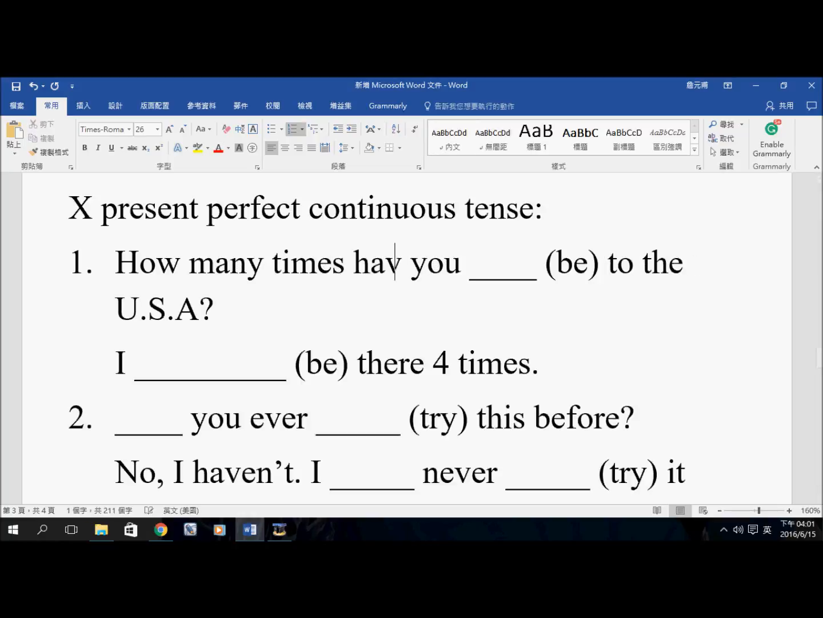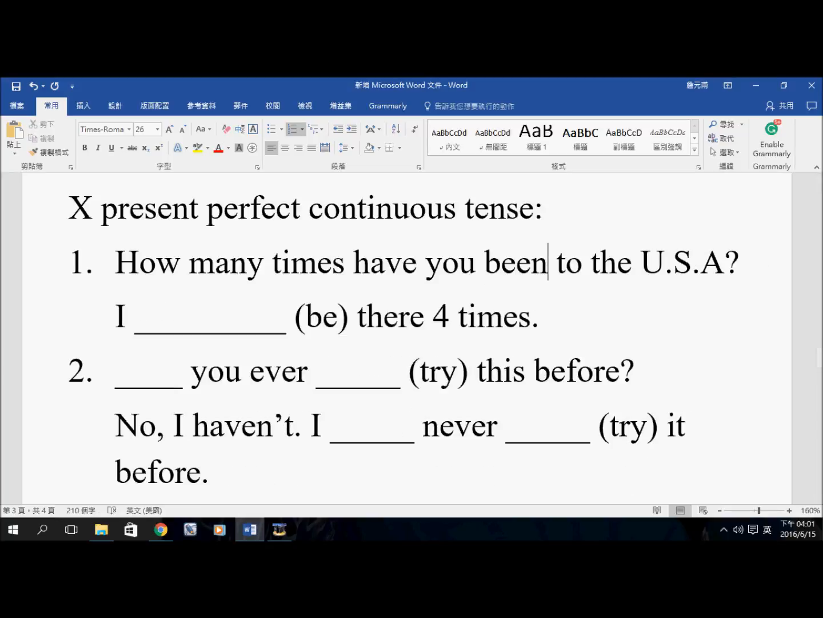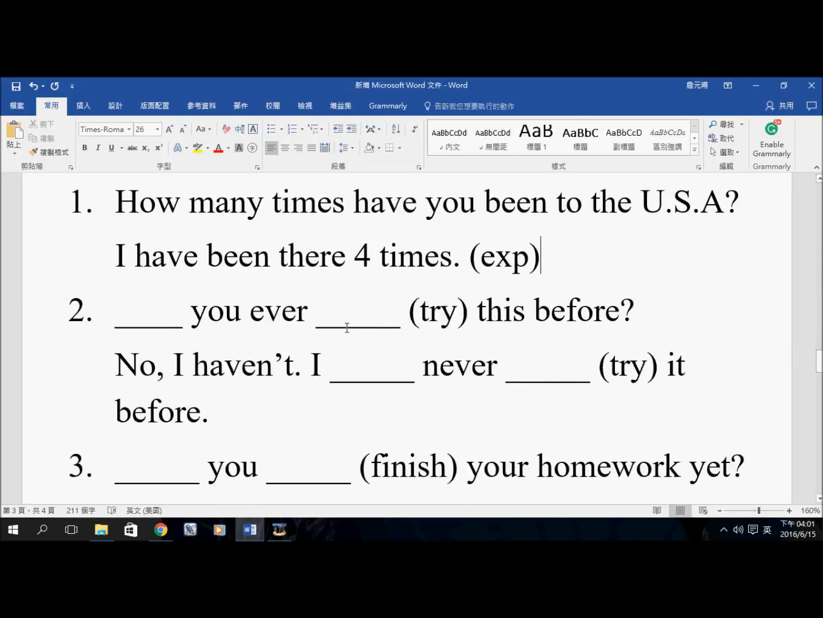So the answer is, how many times have you, and the verb past participle of be is been, to the USA. This is about a person's experience. And I have been there 4 times. The reason why we cannot use the present perfect continuous tense in example number 1 is because they are about a person's experience. Number 2, again, we see the keyword ever, and that's a word that we use to talk about a person's experience. So we cannot use the present perfect continuous. Instead, we have to use the present perfect tense.